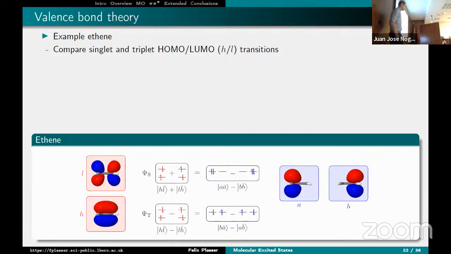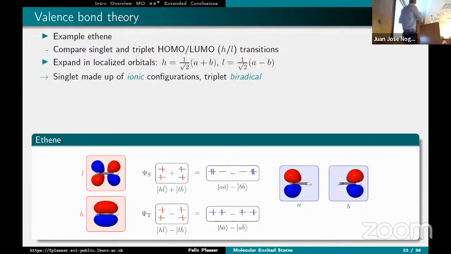Now one of the questions is, what is the difference between a triplet and a singlet state? Why are the energies different? How can we think about the different wave functions? Here, this valence bond viewpoint offers us a very nice way of looking at that. The idea is that we expand this in localized orbitals. Here we have the delocalized canonical orbitals, here the localized orbitals. The HOMO is a constructive linear combination of those, so it's A plus B. And the LUMO is the destructive linear combination, A minus B.